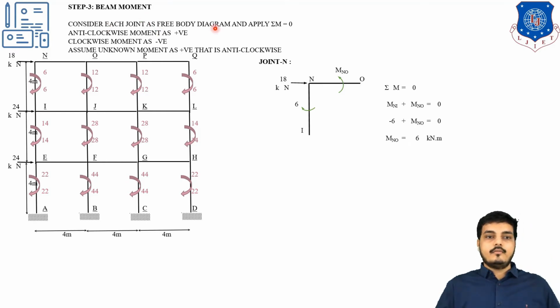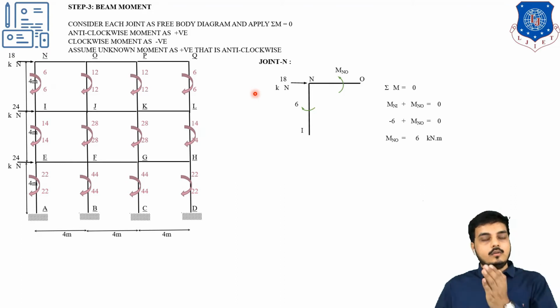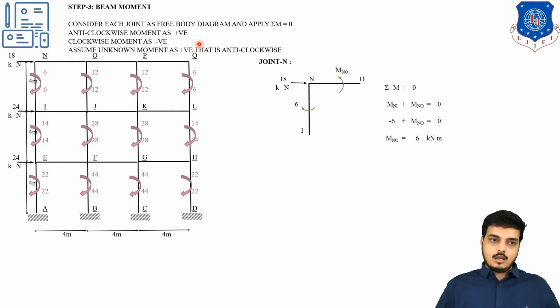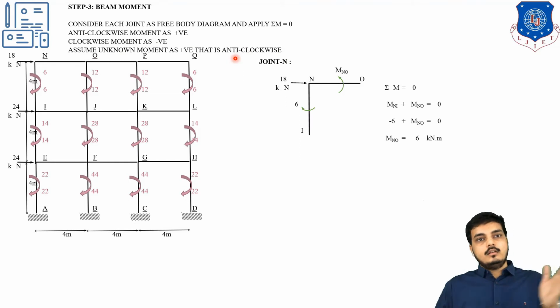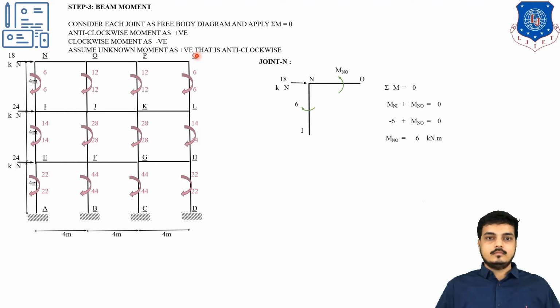Now beam moment will be found out by considering each joint one by one. So consider each joint as a free body diagram and apply summation of moment equals to 0. Here also anti-clockwise is positive and clockwise is negative. Assume the unknown moment as positive, that is anti-clockwise. So these are the 3 points. First of all, we will consider the free body diagram of each of the joints, and the moment which we have assumed in the column part will be similar. Just assume the moment which we need to find out as anti-clockwise, or say positive. So let's start one by one.